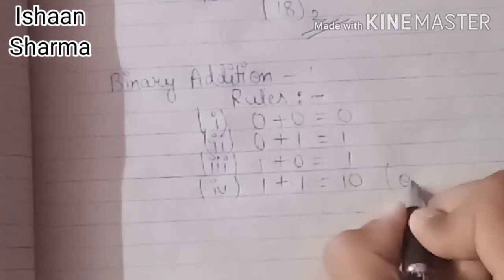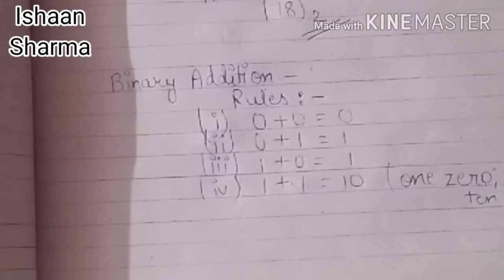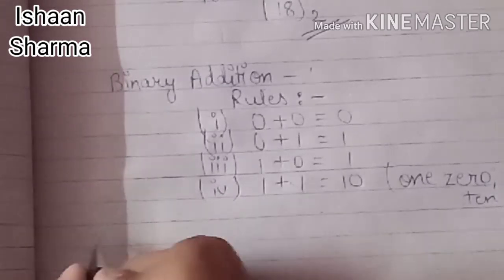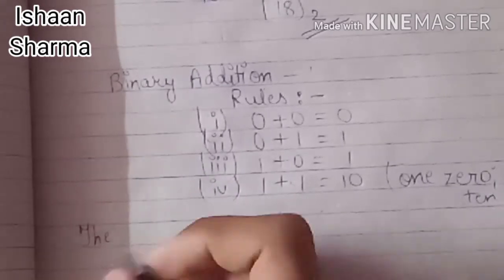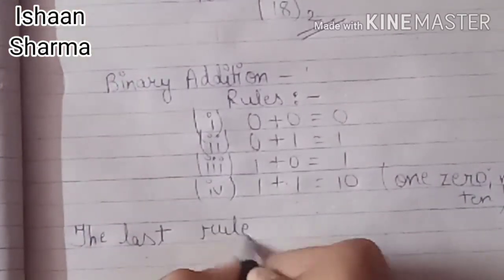That is one zero, not ten. Our last rule is often written as 1 plus 1 equals 0 with a carry of 1.